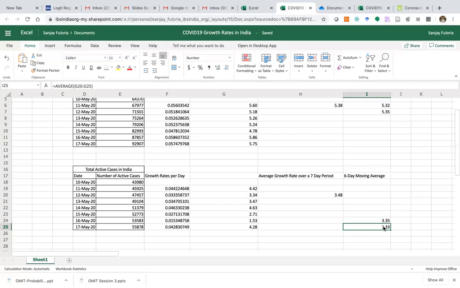Okay, so that's how you calculate the average growth rate for a particular period, 7-day period or 8-day period. You just find the simple average, and if you find the moving average, you calculate for the previous number of days. Suppose you want to find the moving average for 6 days, you get the previous 6 days. If you move on to the next day, you can drop the first day in your previous calculation. So it will be the immediate previous 6 days. So that's how you calculate the growth rates.